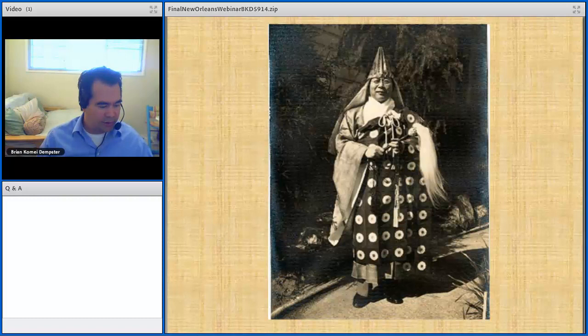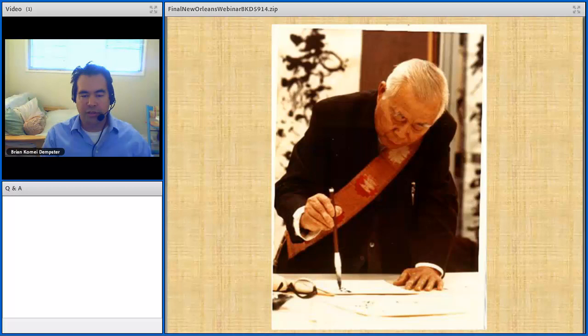And this is called a kesa, part of the garb. And this is what he wears during the Buddhist services. So that's an old portrait of him, so you can visualize him. And then next slide, please, would be a more recent portrait. And he did pass away in 1996.